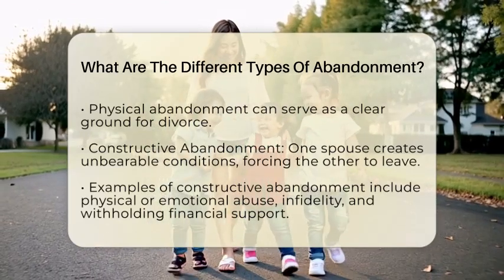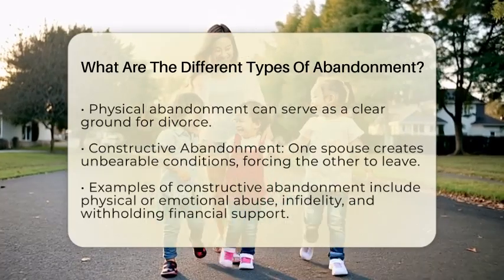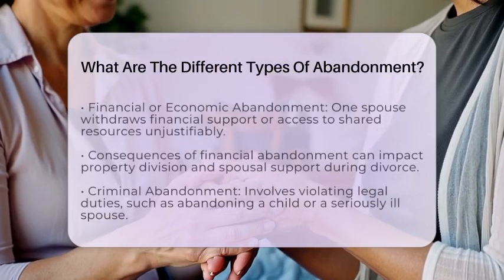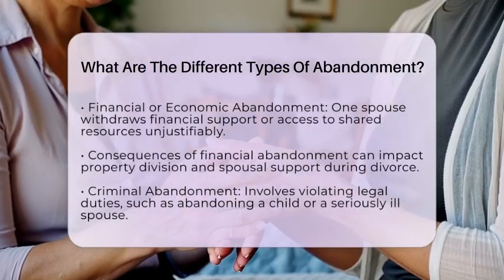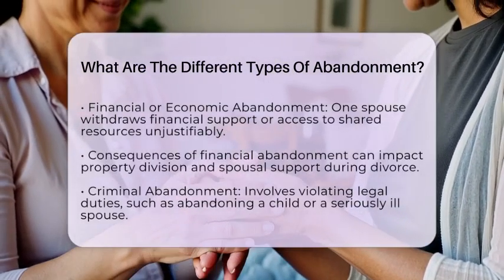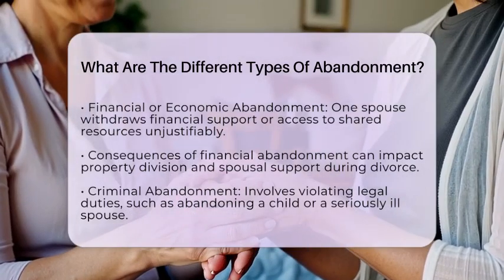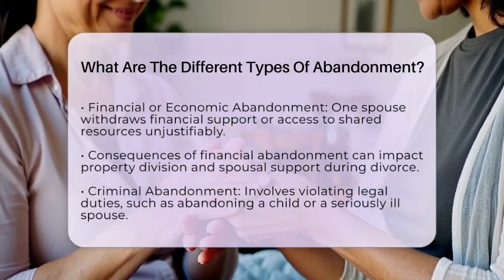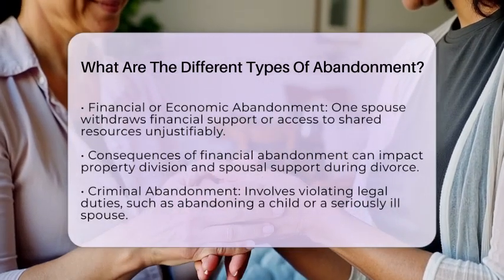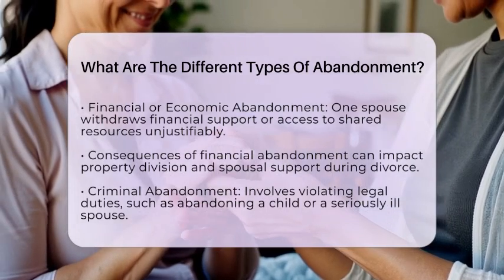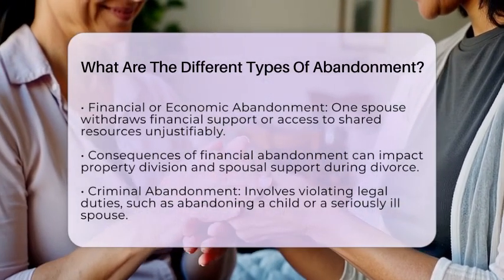Another important type is financial or economic abandonment. This occurs when one spouse withdraws financial support or access to shared financial resources without justification. For instance, if one spouse cuts off all financial assistance or denies access to bank accounts, this can leave the other spouse in a difficult position. This type of abandonment can have serious implications during divorce proceedings, especially regarding property division and spousal support.